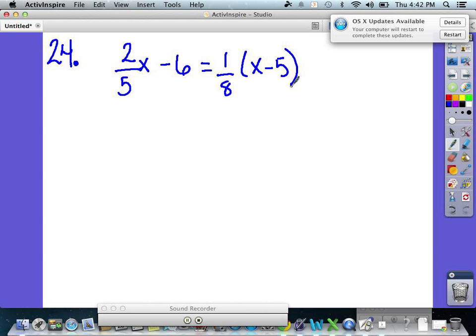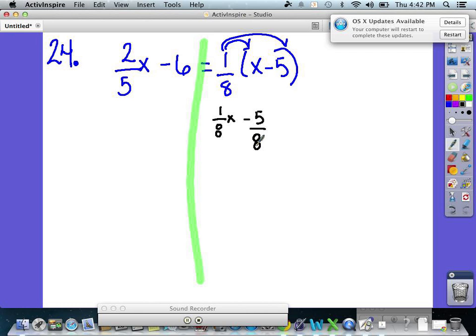Okay, we do have parentheses. So what do we need to do first? We need to do distributive property. So that will give us, and I'm going to try to write smaller this time, 1/8 x minus 5 over 8. I'm going to bring everything else down on this side.